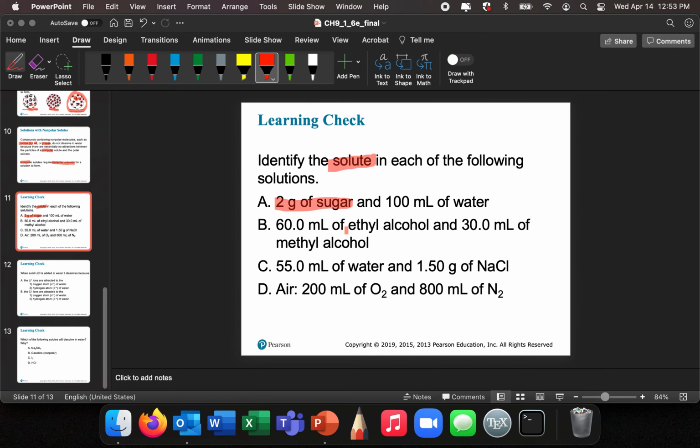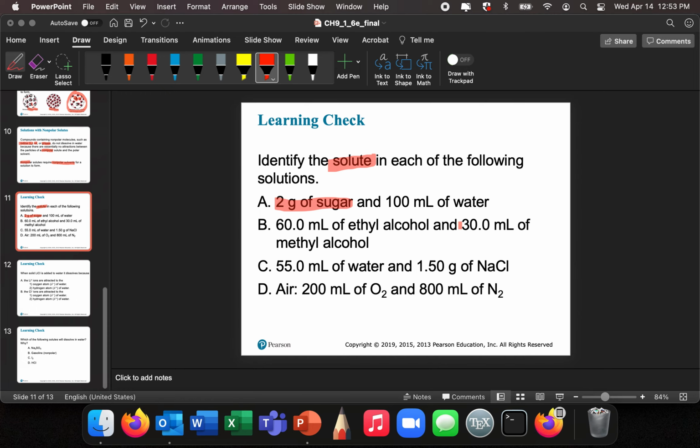What about 60 mils of ethyl alcohol and 30 mils of methyl alcohol? Well, that's clearly the smaller of the two, right? So methyl alcohol will be the solute. Okay. What about 1.5 grams in 55 mils of water? And that is the smaller amount. So sodium chloride is going to be the solute.